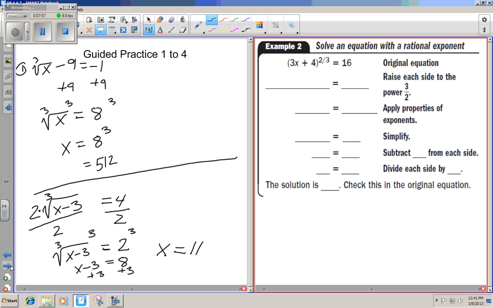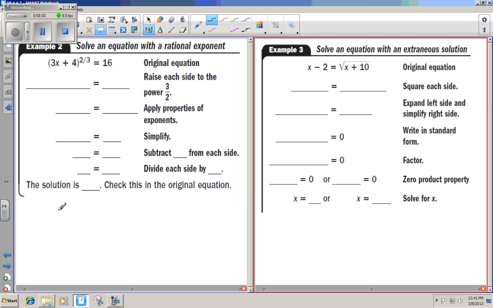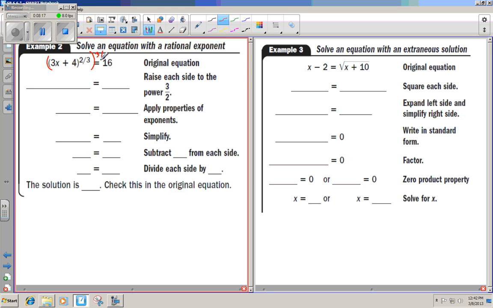So let's move on. Here's solving an equation with a rational exponent. We've already talked about how to do this. You look at the reciprocal of the power, so raise each side to the reciprocal power. We raise it to the reciprocal power, 3 halves. Those powers cancel out over here, and when you type 16 to the 3 halves power into your calculator, you'll get 64.